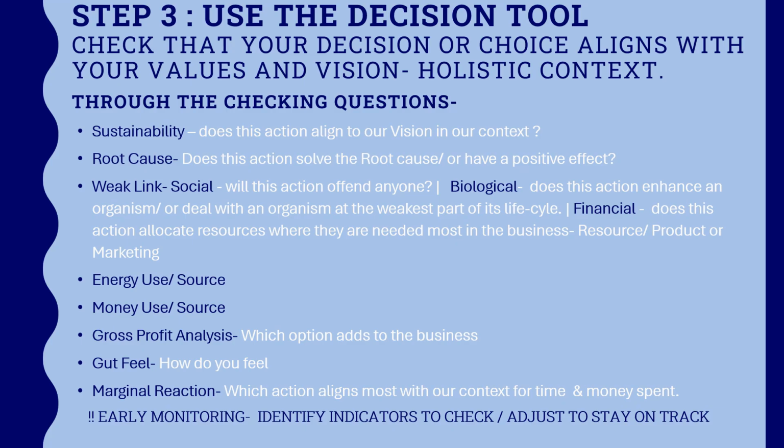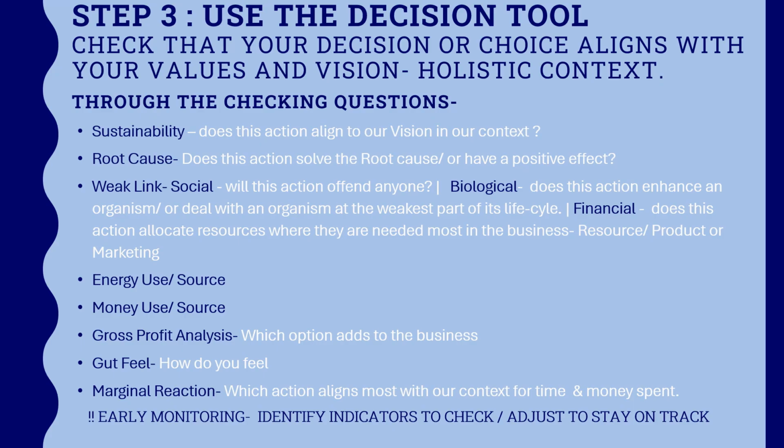Step three is using the decision tool. So let's check that the decision or choice aligns with your values and vision, your holistic context. So these 8 questions we run through, and we run each option through them as well, and decide which option is going to move us the most towards our holistic context. So the first one is sustainability. So does this action align to our vision in our context? That's making sure that the action or the idea that we have is moving us towards the future we want. The root cause is a fundamental question in holistic management.